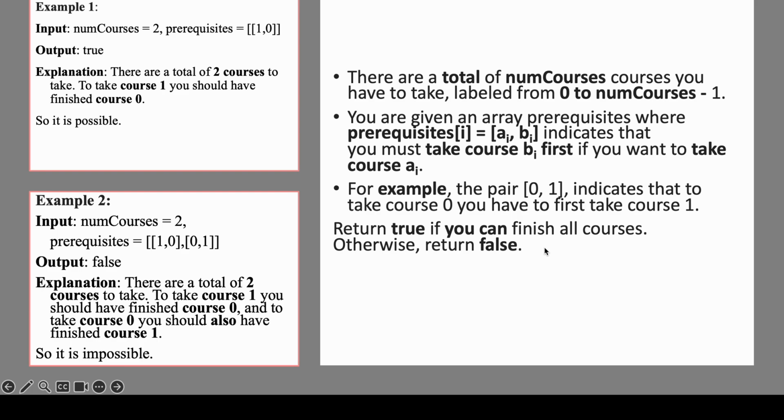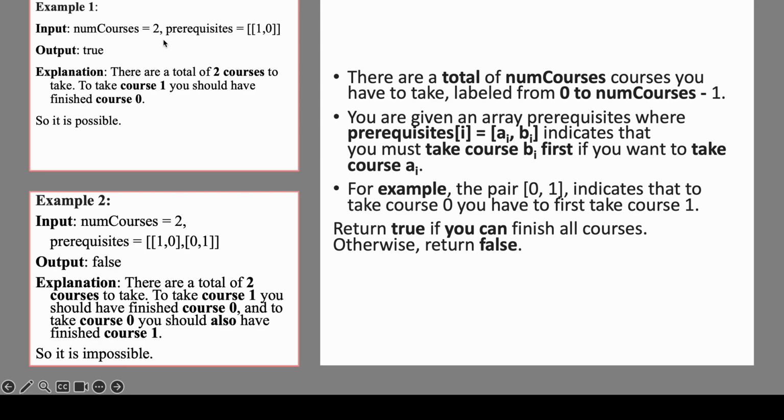So here's the problem. We are given numCourses labeled from 0 to numCourses minus 1, and an array prerequisites, where each pair [ai, bi] means course ai requires bi to be completed first. We need to determine if it's possible to finish all courses. So here's the key takeaway. This problem is essentially a cycle detection problem in a directed graph. If there is a cycle in the prerequisite structure, it is impossible to finish all courses. And if the graph is acyclic, we can complete all courses.